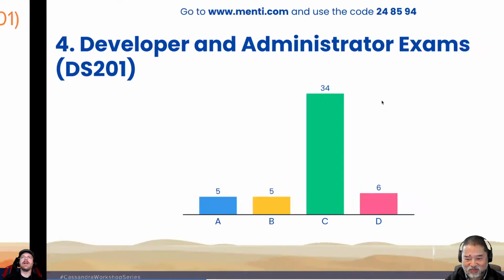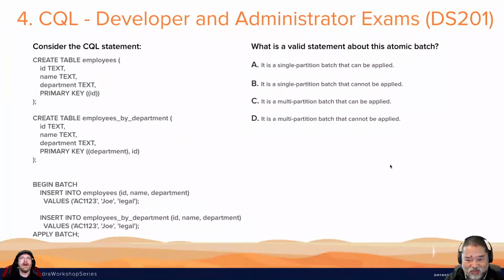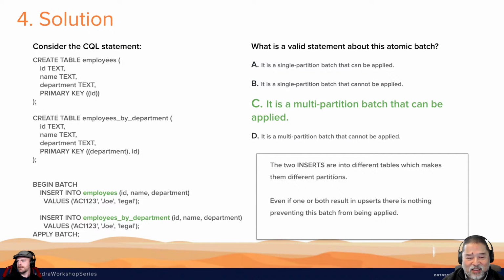Okay, so the answers are in. Let's take a look. The correct answer here was C. Looks like the vast majority of you got that right as well. Very good. All right, let's see why. This question actually is a pretty good one because it shows some things that are very Cassandra-like.